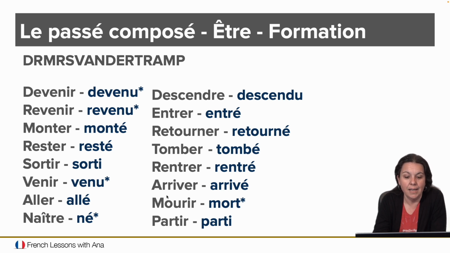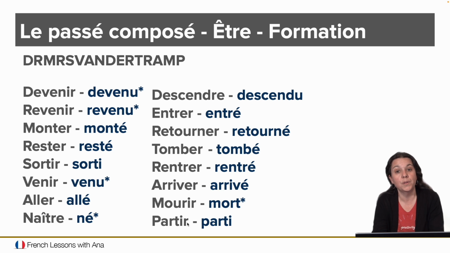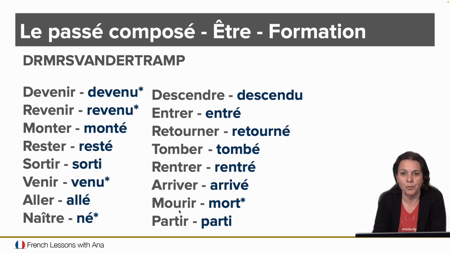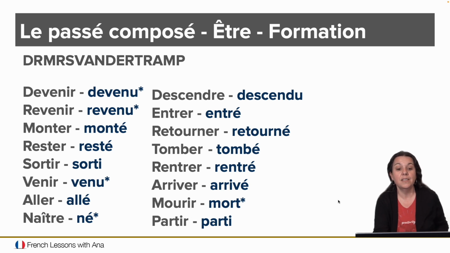Mourir, to die. This is the fifth one that is irregular. It's not mourir, okay, or mouru, as sometimes we see. Mouru means caught fish, okay, so don't change it to that. Mourir becomes mort, okay, M-O-R-T. And partir, to leave or to go away. Parti because it's a regular verb. So this is group number 1. All these verbs take être.